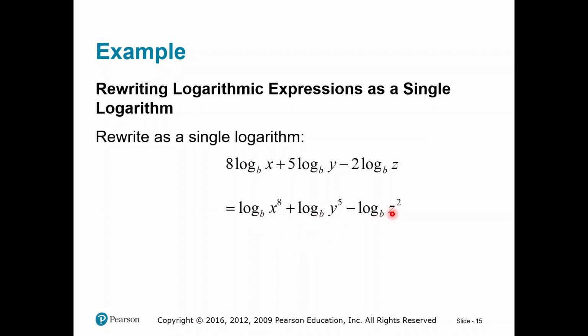Now they have the same base, b, and so the sum will be the product of x to the 8 times y to the 5th. Minus will become the division. So that's why z squared is in the bottom. And so together we write it as a single log. Now let's go backward again.